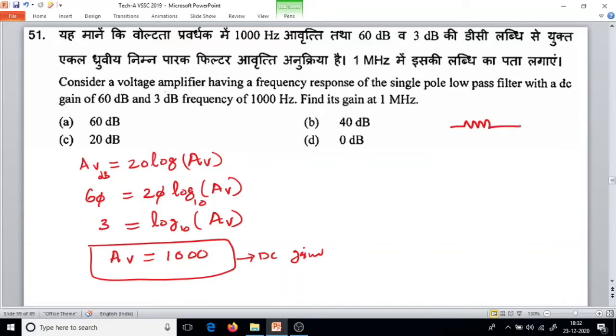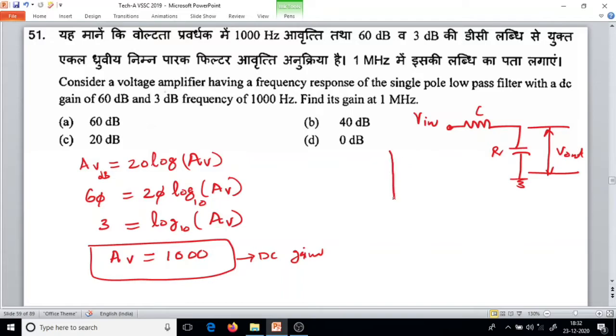Now, see, low pass filter means what? This will have a resistor and a capacitor. This is a low pass filter. That is R, C, and this is the V in. Where will we take the V out? Across the capacitor we'll take V out. Here is the V out.